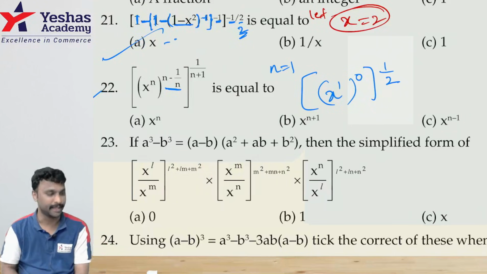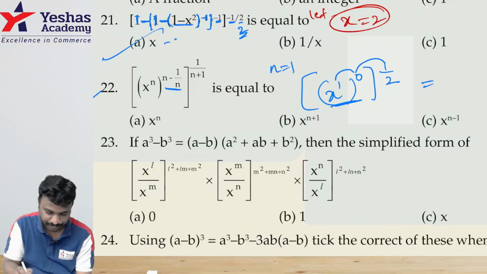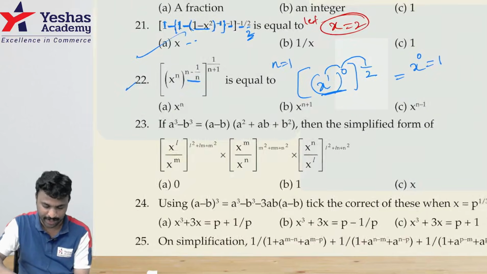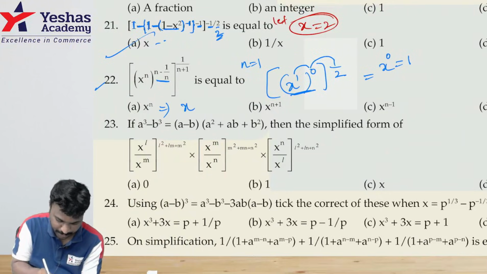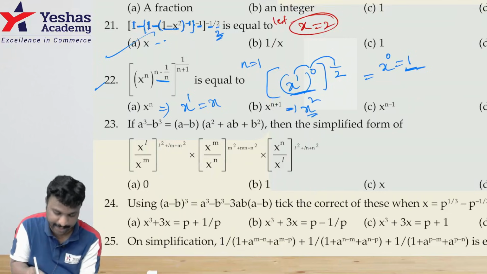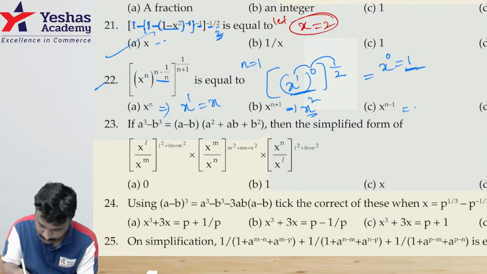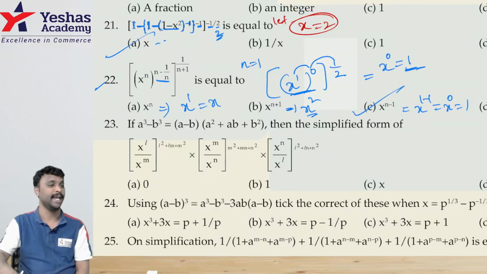Guys, what is this result basically? It is x power 1 into 0 into 1 by 2, which is basically x power 0 only, which is nothing but 1. Guys, which option gives you 1? If I put n value as 1, x power 1 is x, but my answer here is 1. For the second option, I'll get x square. If I put n value as 1, x power 1 minus 1, so x power 0 equal to 1. So therefore option C is the right answer.